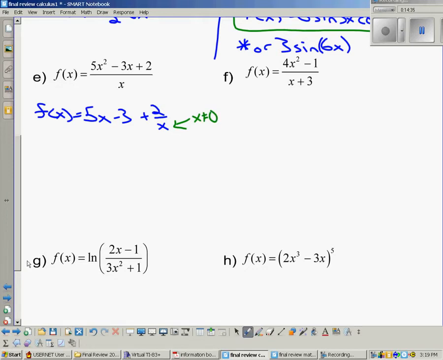All right, now let's differentiate. Derivative of 5x is 5. Derivative of negative 3 is 0. And this expression here really was 2 times x to the negative 1. So we can bring that power of negative 1 down. So it'll be 2 times negative 1, or just negative 2. And the power of x to the negative 1 goes down by 1. You get x to the negative 2.